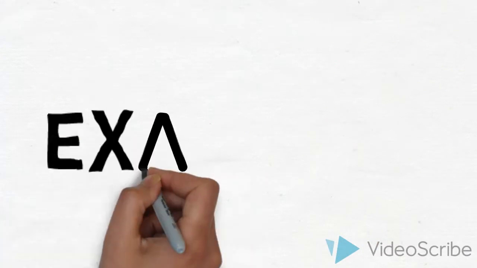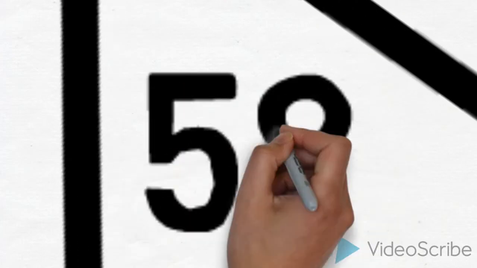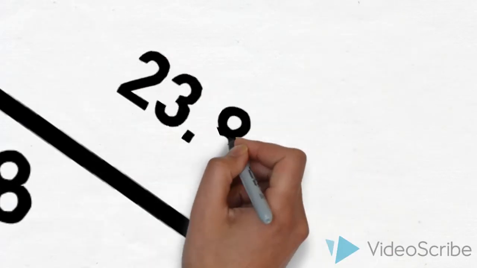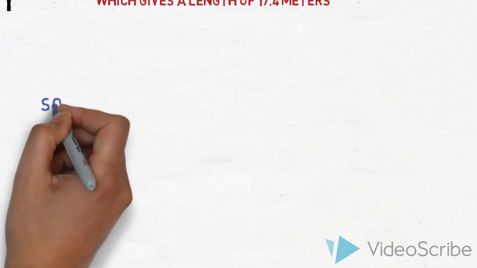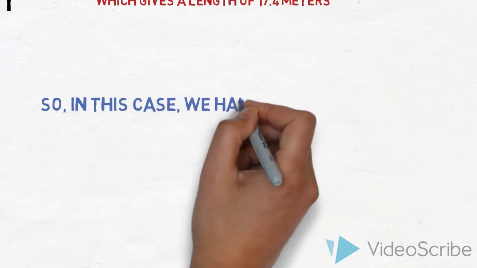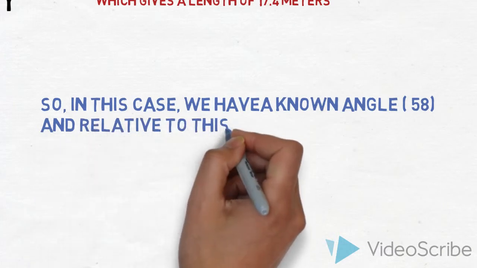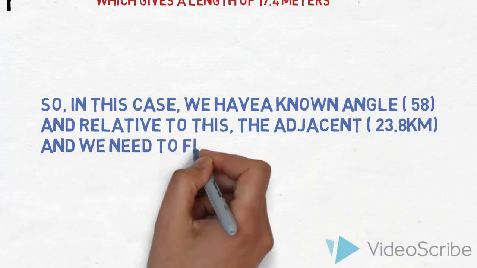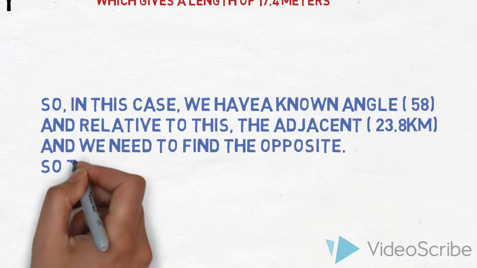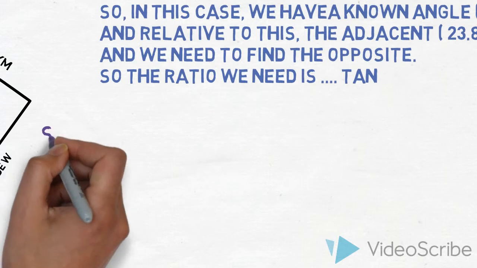Moving to example 2, here we have a triangle with a marked angle of 58 degrees, an adjacent next to it of 23.8 kilometers, and an opposite of side W. So in this case we have a marked angle of 58 degrees, an adjacent of 23.8, and an unknown side to work out, which is the opposite. So in order to do this we need to use the ratio of opposite and adjacent, which is tan.